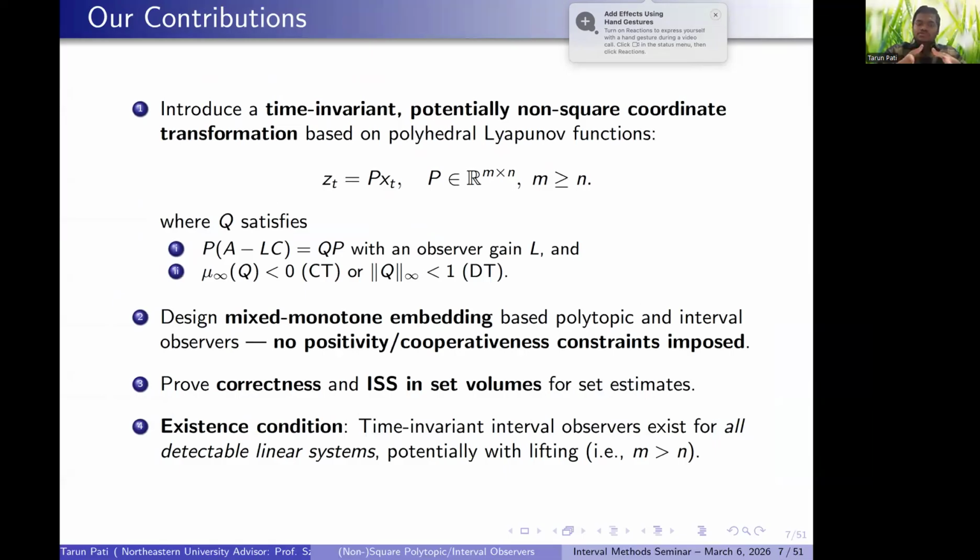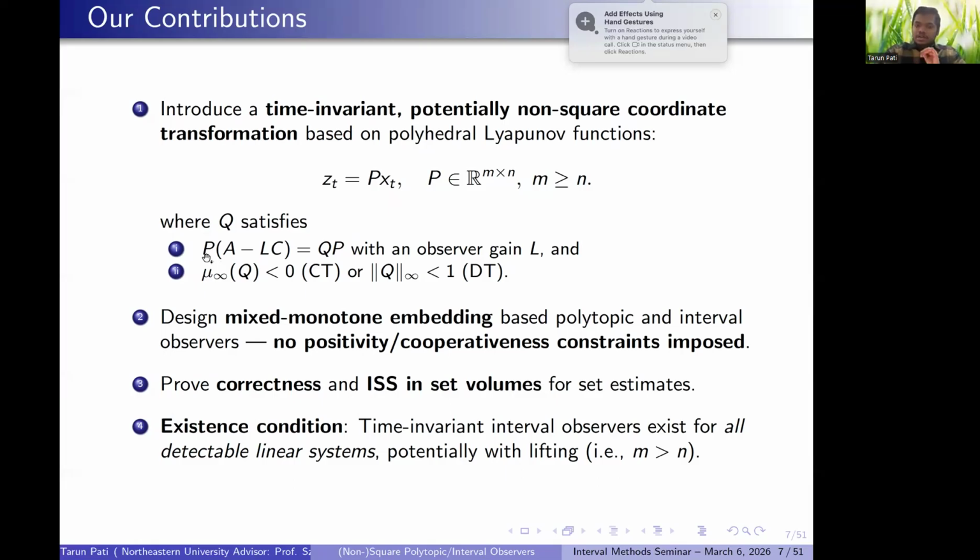So, the contributions of this work include introducing a time invariant and potentially non-square, I mean lifted, transformation based on polyhedral diagonal functions. This transformation takes the form z(t) = Px(t), where P is potentially a tall, full column rank matrix.